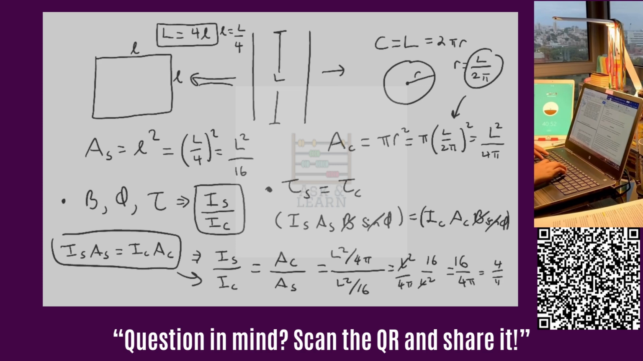Now, since 4 is 1 more than 3, and pi is just a little more than 3, this is going to be a ratio that's a little bit more than 1, right? So we see in the end that the ratio between the current in the square loop and the current in the circular loop is given by 4 divided by pi, which is about 1.27. And that is our answer.